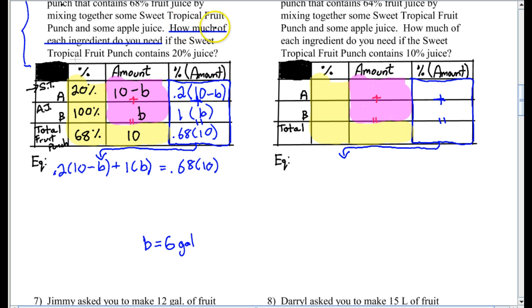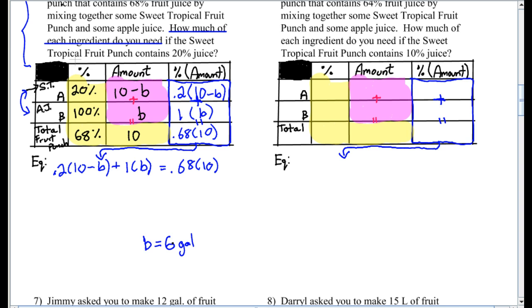It says, how much of each ingredient do you need? How many ingredients do we have? 2. 2 ingredients. So 6 gallons. Does that tell us how much of each we need? No. So we're not finished with the problem.